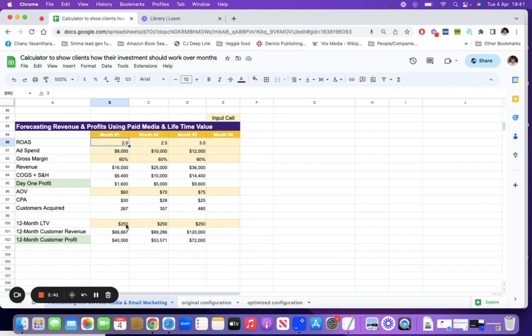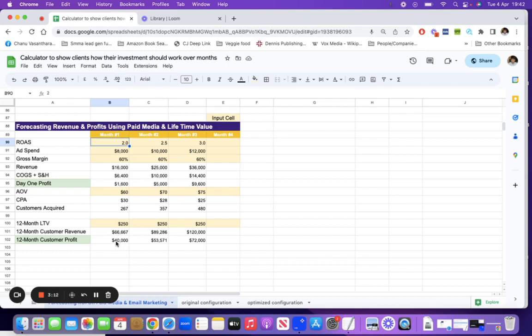So let's say you know your lifetime value over a 12-month period, and we'll just say it is 250. What that equates to is, over time, these customers that spend on average this amount is going to equate to this revenue. And based on the fact that you have 60% profit after cost of goods sold, this is the sort of figure that you end up finishing up with in terms of profit. So that's month one.